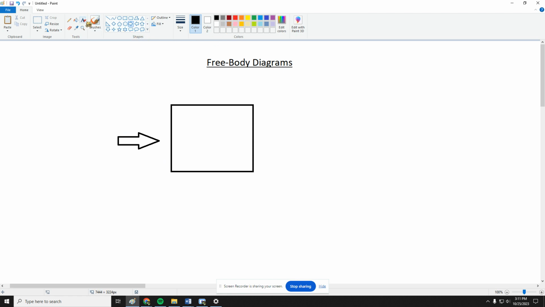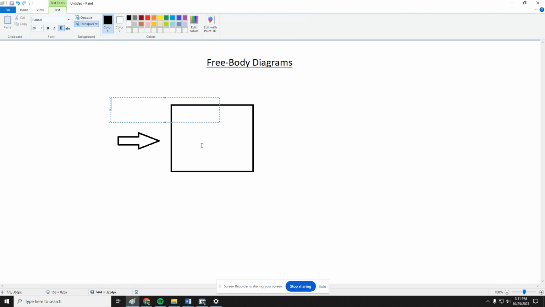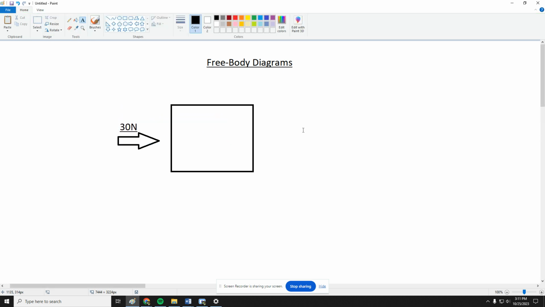And then I'm going to say how much force that took. And I'll say maybe I pushed with the force of 30 newtons of force. And that would basically be it. That's the free body diagram. It shows that I pushed the couch with some amount of force from the left to the right.